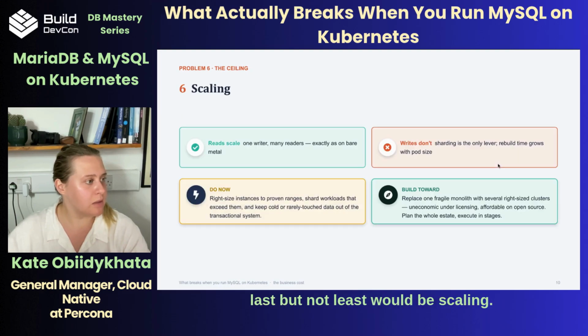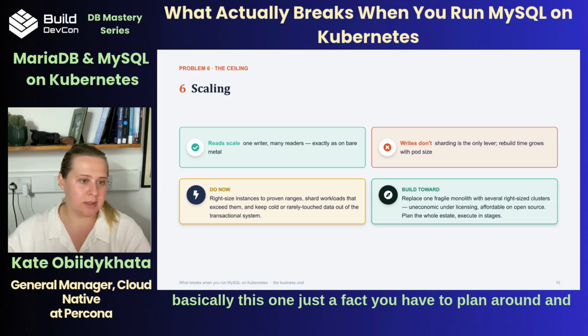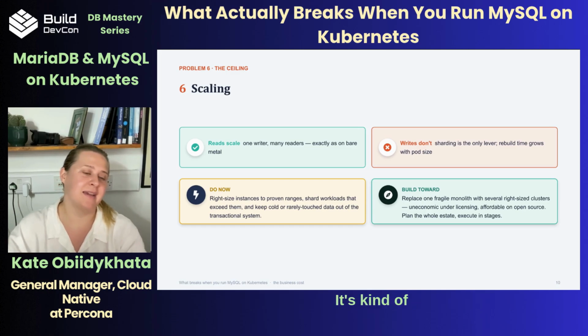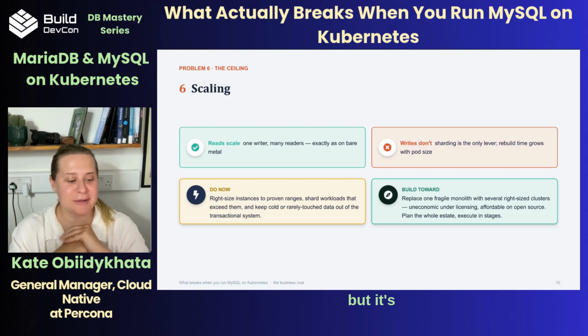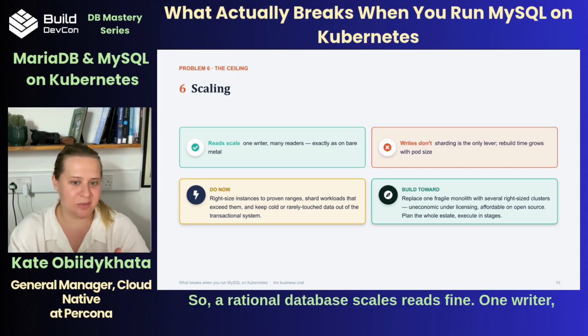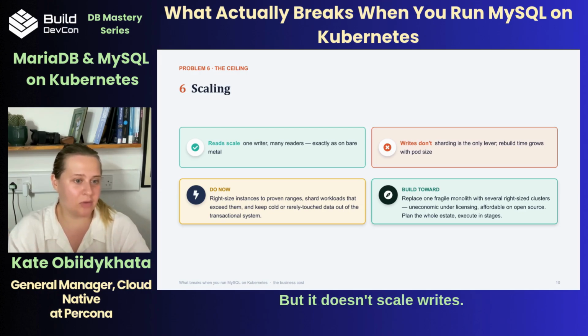And the last but not least would be scaling. So the last problem is basically just a fact you have to plan around, and the platform won't fix it for you in any way. It's easy to think that Kubernetes makes a database endlessly scalable, but that's not exactly correct for all cases. A relational database scales reads fine, one writer, lots of readers, same as on bare metal, but it doesn't scale writes. And Kubernetes alone won't change that.